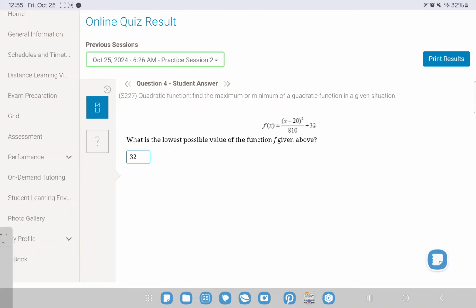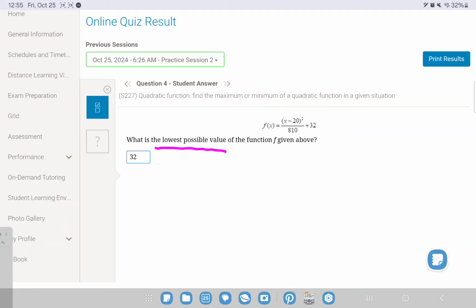Okay, like we said in previous questions, this question is similar. What's the lowest possible value of the function f given above? What did I tell you about the range? So what they're asking us practically is the range. And the lowest. This parabola is opening up, because here you don't have an A and it's not negative. If you don't have an A, it's immediately positive.